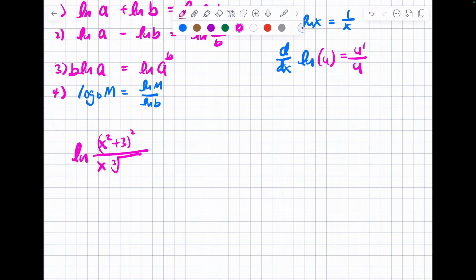Wait, is that ln of the entire fraction? Yeah. So let's just expand this completely. The third root, this is squared. Squared. Squared. Yeah, squared. Okay, just expand it correctly. Let's see how you guys are doing.